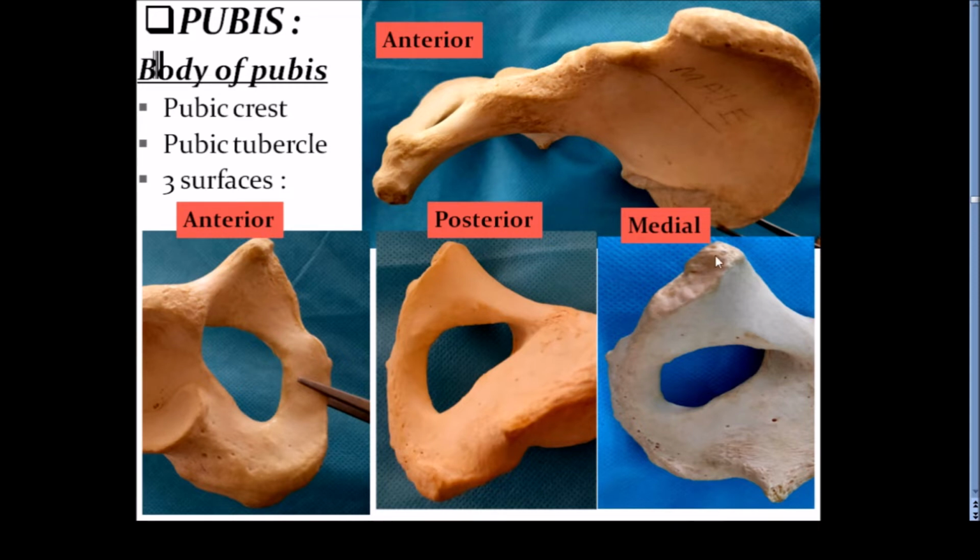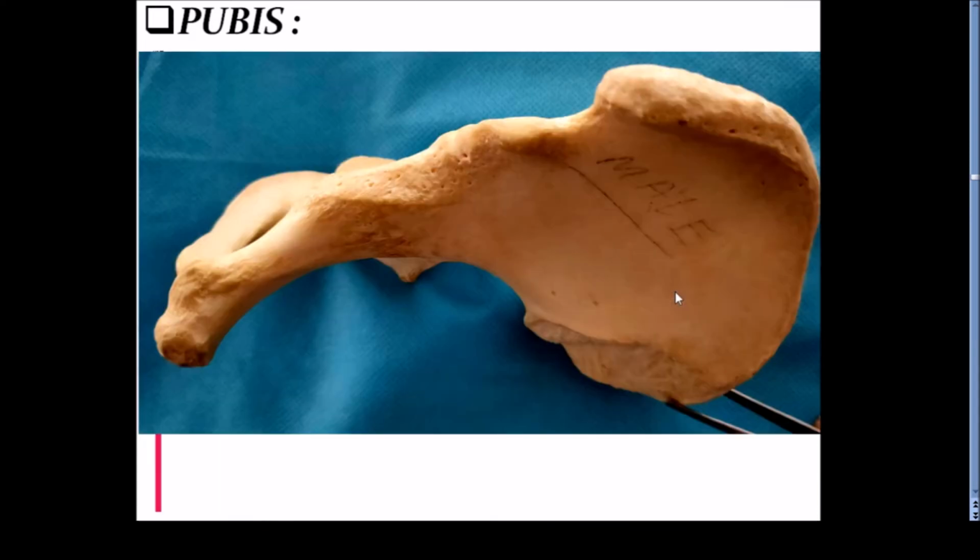This is the medial surface of the body of the pubis. It is also known as the symphyseal surface. This symphyseal surface articulates with the symphyseal surface of the body of the opposite pubis, forming the pubic symphysis. So these are the surfaces.